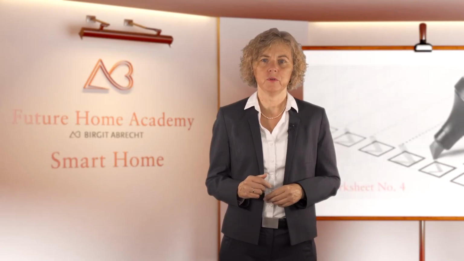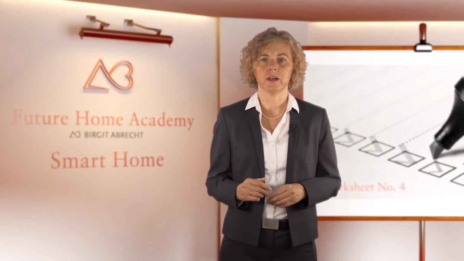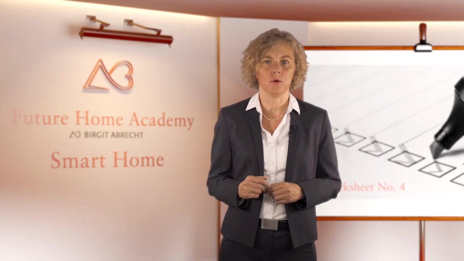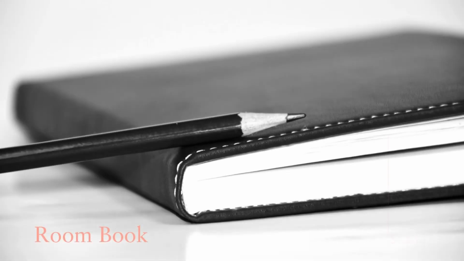In worksheet number 4, you will now write your room book and what you would like to have in each single room or area in your home. At first, we have prepared several options concerning security, comfort, and energy efficiency. You don't have to implement all of these, they are just suggestions. You can simply cross out the suggestions you don't want. There is also space for the other options you might want to add.